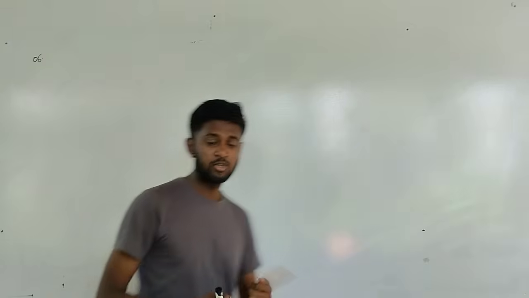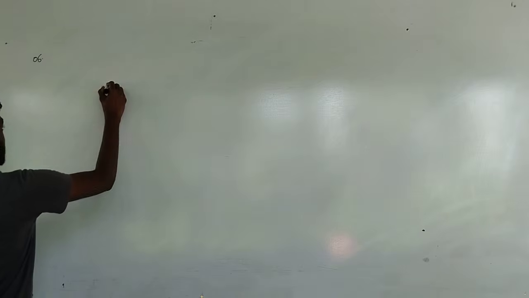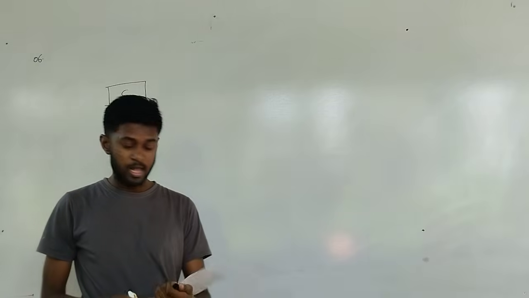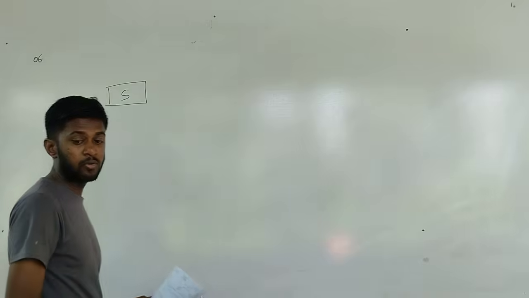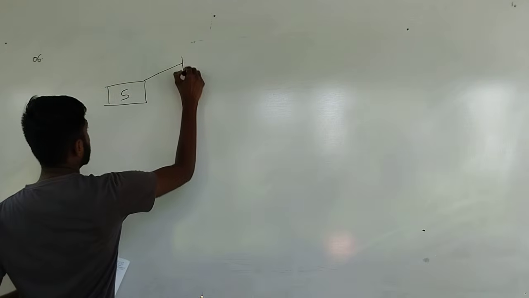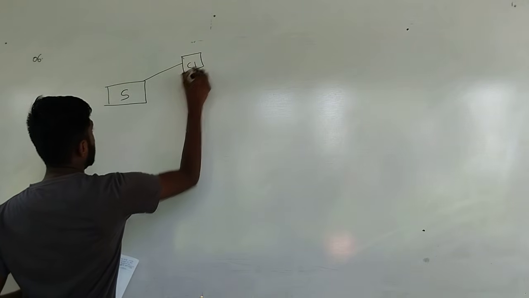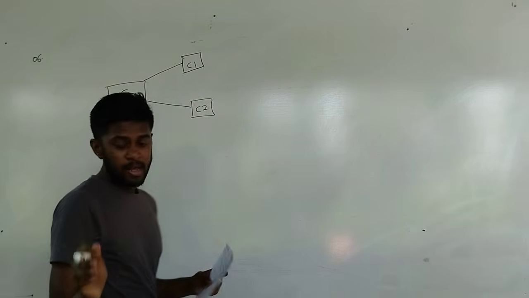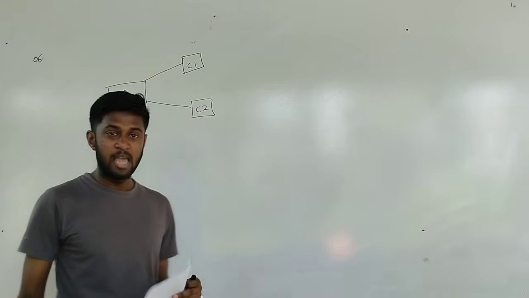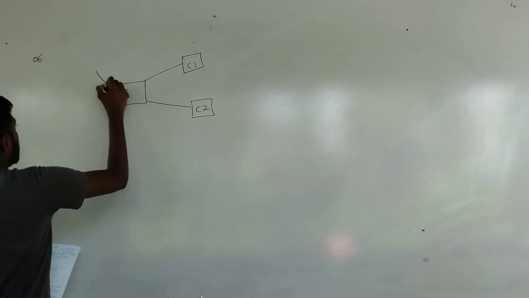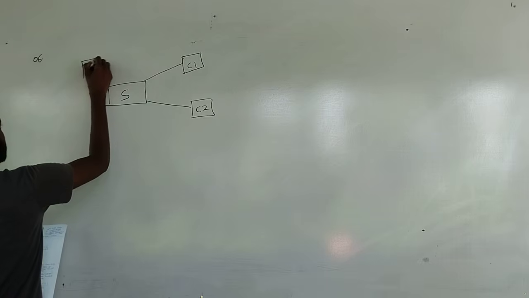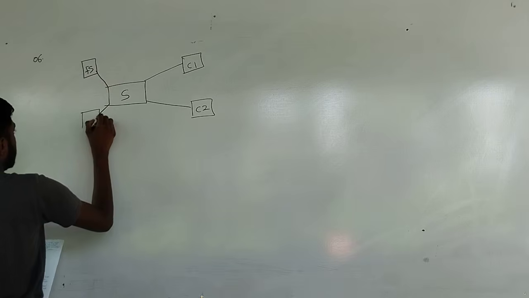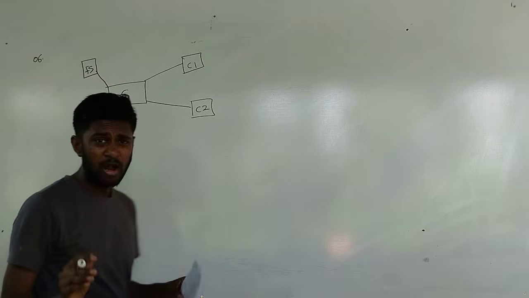It's very easy. You can establish a switch here, that is going to be the S. Then you can connect the two computers, which is C1, then C2. Then you can connect the file server, which is the FS, and then the printer P.